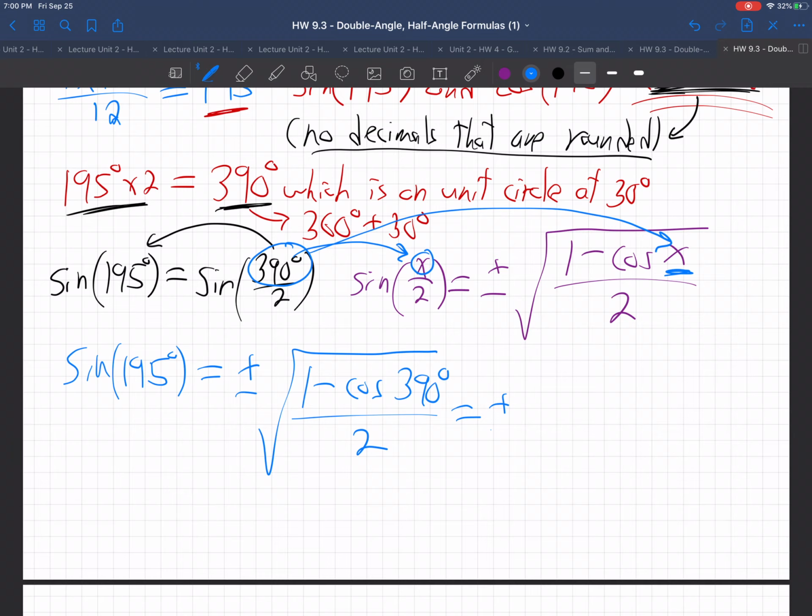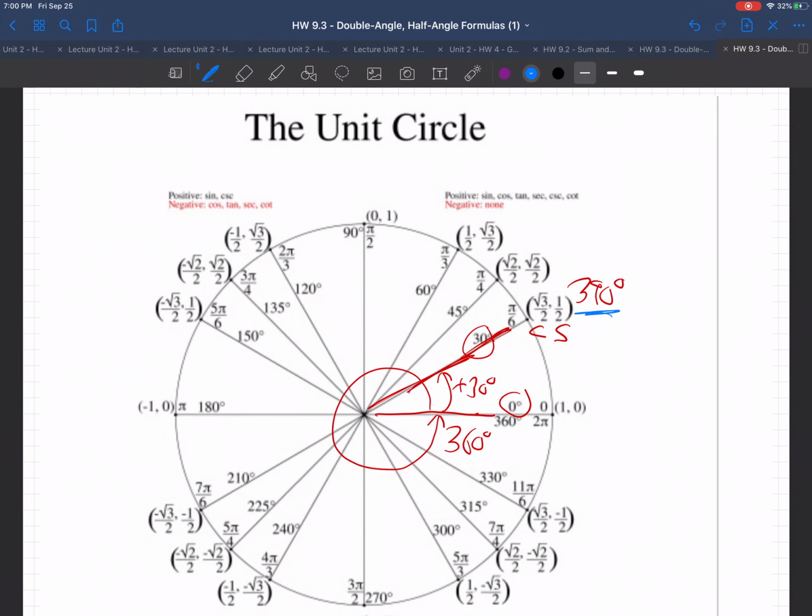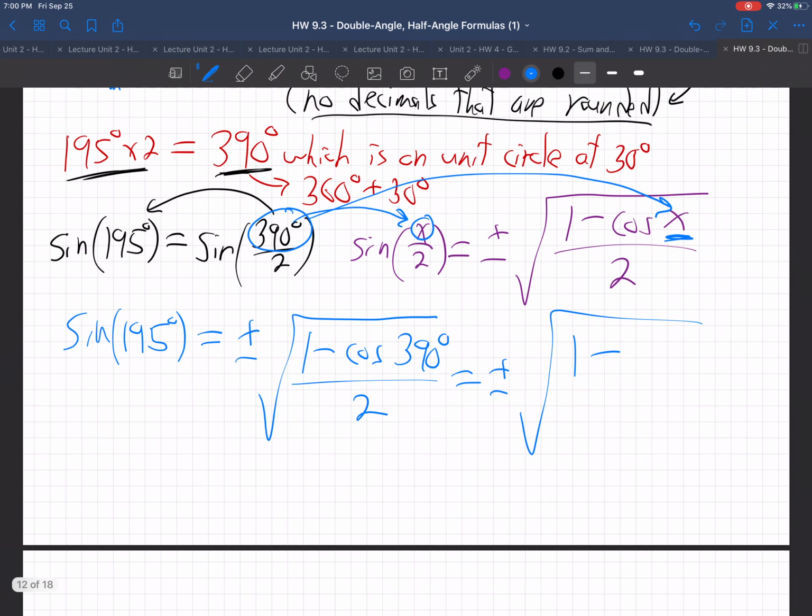And that is plus or minus the square root of 1 minus, now can I get the cosine of 390? Yeah, go to the unit circle. 390. Cosine, root 3 over 2. Here it is, all over 2. Look at that.